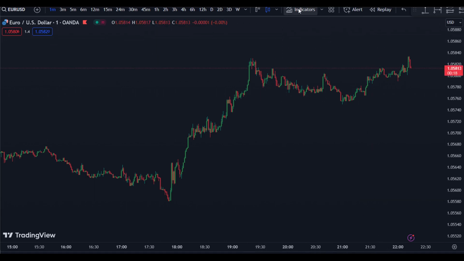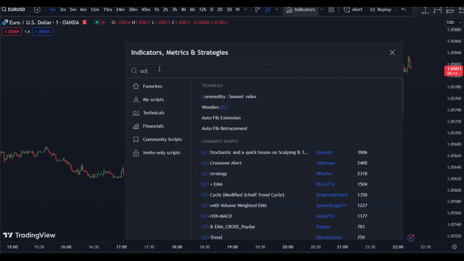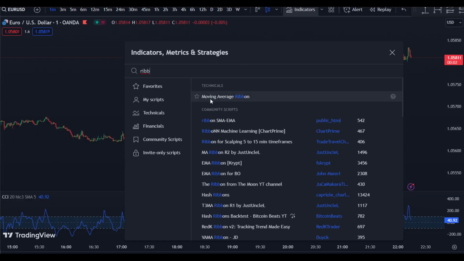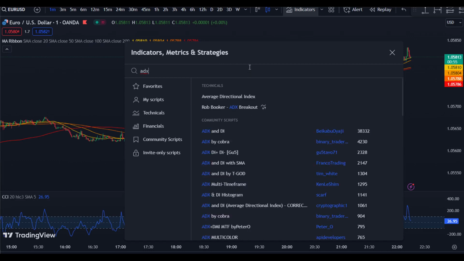So we're going to indicators. The very first indicator that we're going to be using is the CCI, Commodity Channel Index. The second indicator that we'll be using is the moving average ribbon. The last indicator that we're going to be using for today's strategy is the ADX, Average Directional Index.